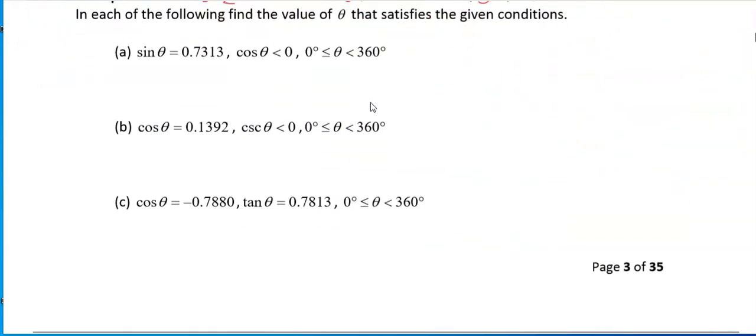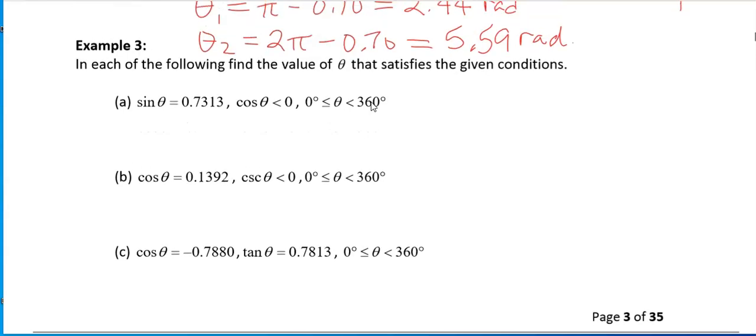Well, the only reason this one is different right here is because now, if you read the question carefully, you might not end up with 2 solutions now. All right, you're not going to end up with 2 solutions. What does that mean? Well, let's try A right here. Let's do A. Okay? This one says the sine of theta is equal to positive 0.7313.